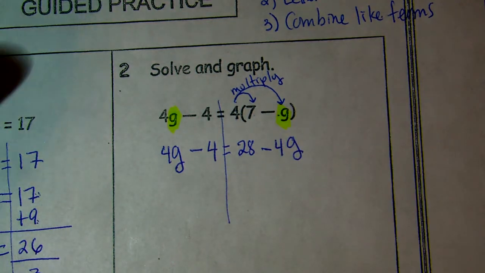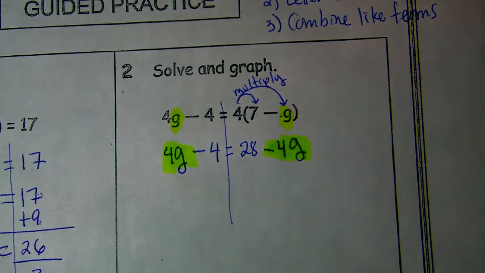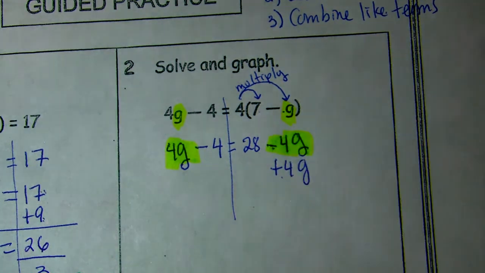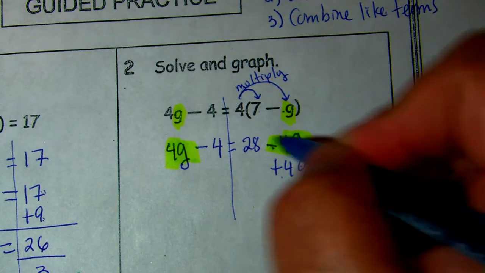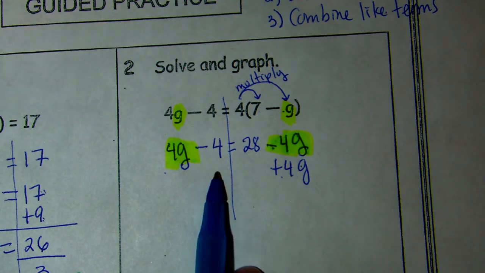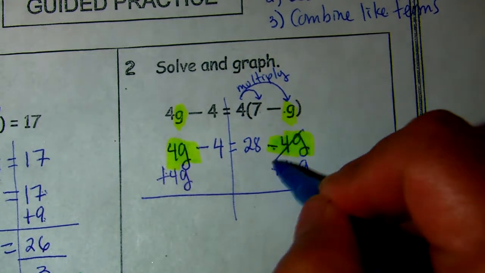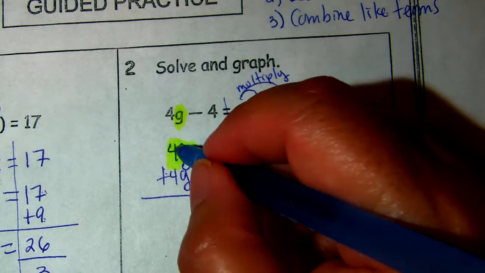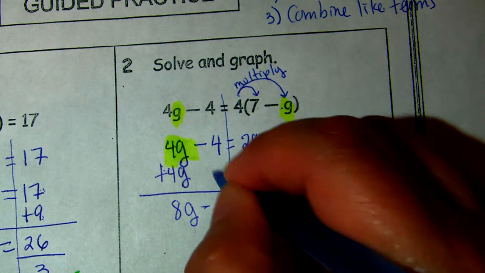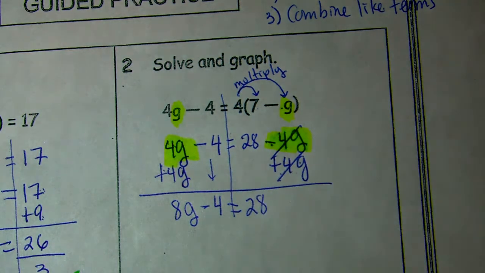Okay, now letters to the left, numbers to the right. So what are we going to do? I'm going to get rid of this negative 4G. If this one is subtracting, you add. If you add on this side, you add on the other side. Am I going to put the 4G adding over here underneath the 4? No, I'm going to put it right here. So these two get canceled. And 4G plus 4G gives me 8G. Bring down this guy, minus 4, bring down the equal sign, bring down the 28.